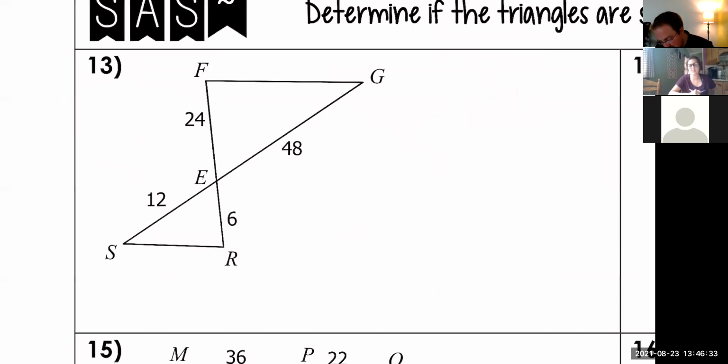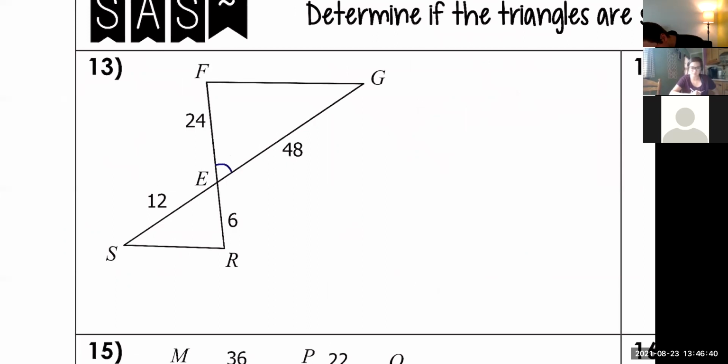Taking a look at number 13 here. Well, right off the bat, I see our good old friends vertical angles sitting in there at E. And they happen to be included between the two corresponding sets of sides. This one's a bit hard to see because it's kind of a rotated version of the other, where we would pair 6 with the 24 and the 12 with the 48.